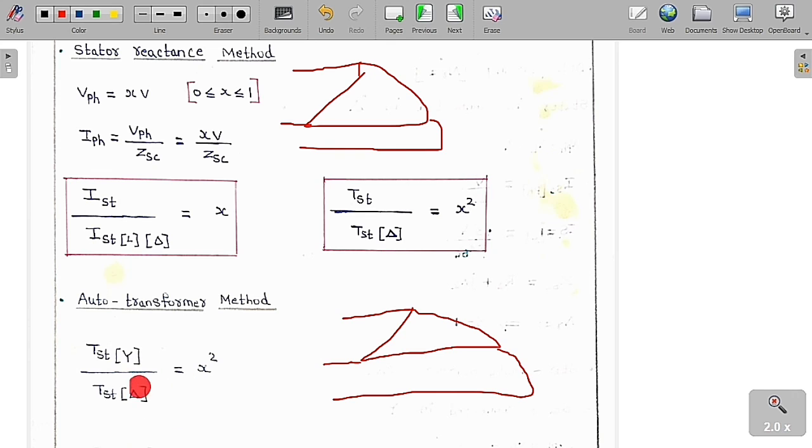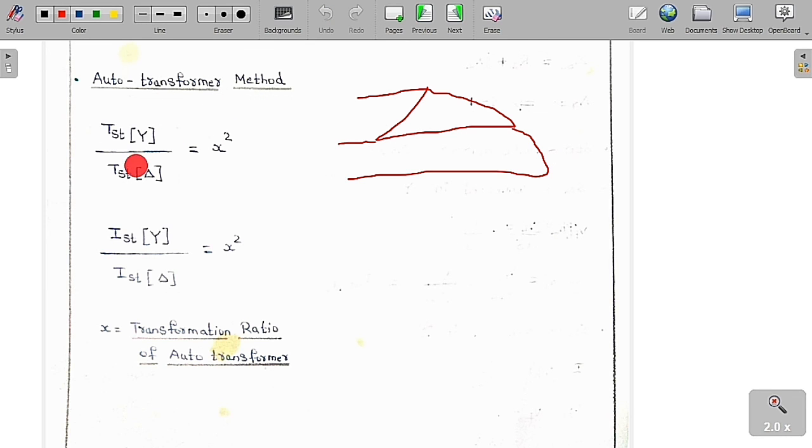So therefore simply we can say that the starting torque of the auto transformer is equal to X square times the starting torque because of the DOL. This is the important point that you always have to understand. Now in the auto transformer method, listen carefully. The starting torque because of the auto transformer is equal to X square times the starting torque because of the DOL connection. And similarly, the starting torque with respect to star by the starting torque with respect to delta is equal to X square here. So X is called the transformation ratio of the auto transformer. This is a very important point that you always have to understand here.